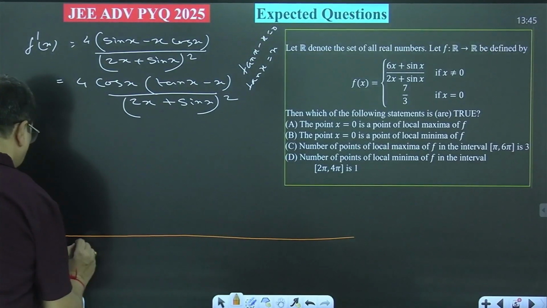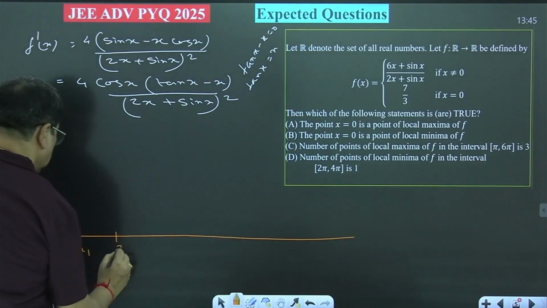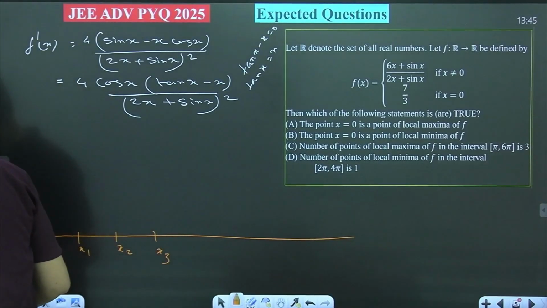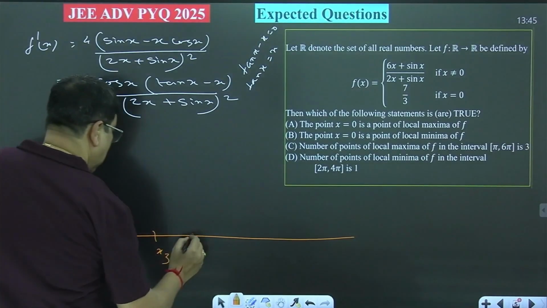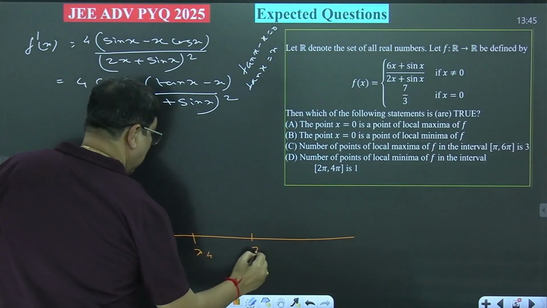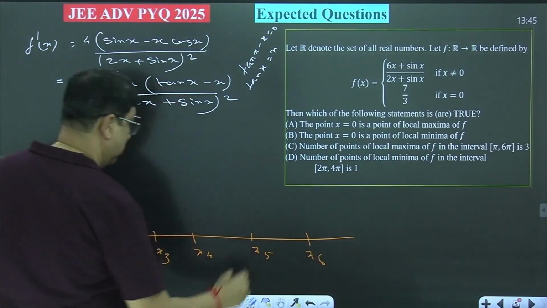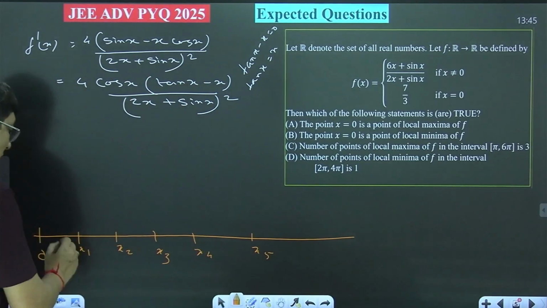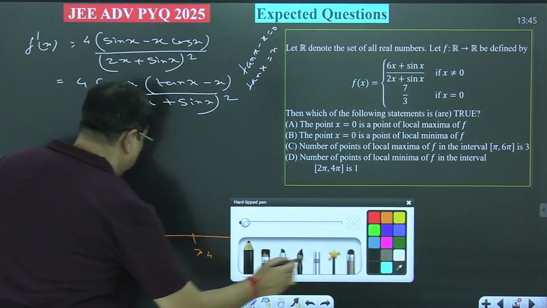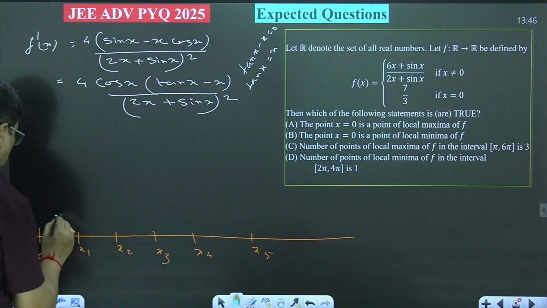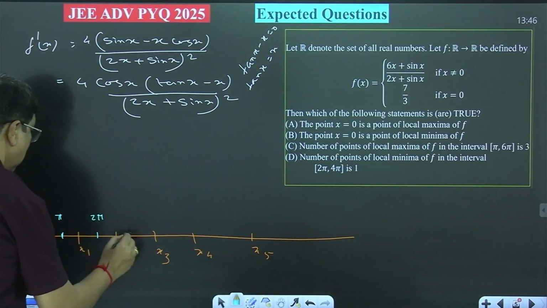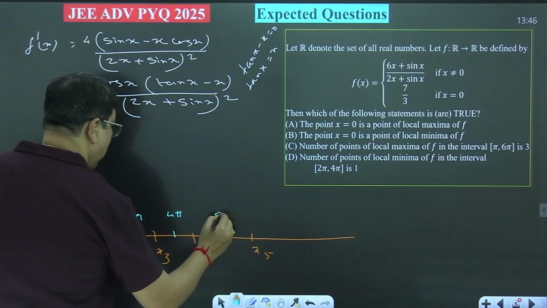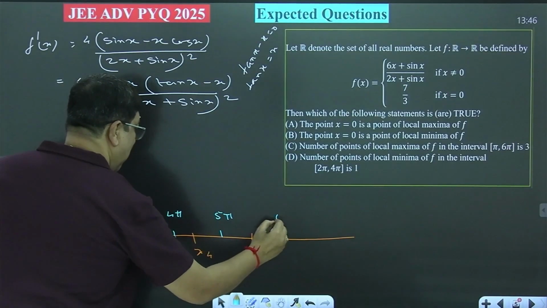So this is 0, this is x1, this is x2, this is x3. This is x4, this is x5, this is x6. x6 is not there. x1 is between pi and 2 pi, this is 3 pi, this is 4 pi, this is 5 pi, and x5 is between 5 pi and 6 pi.